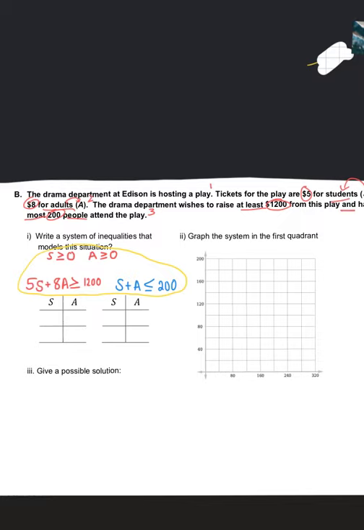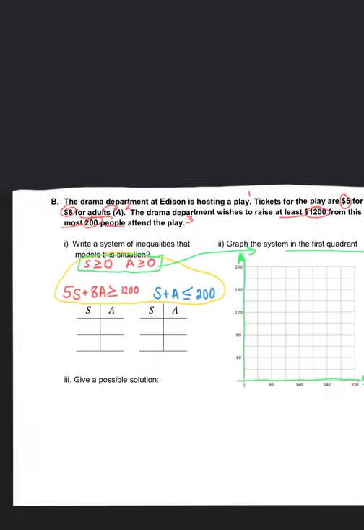Remember, the first 2, the ones I'm going to box in green, just tell us to graph the system in the first quadrant, meaning that our y-axis, which is going to stand for adults, is going to be the positives, and then our x-axis, which is going to stand for students, is also the positives. So we really just have to worry about the red and the blue inequalities. These are both in standard form, so we're going to graph using intercepts.